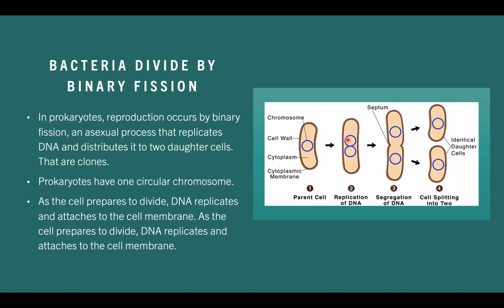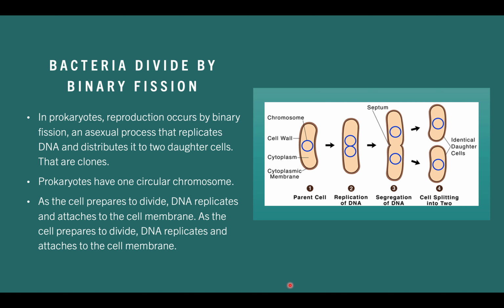So we have the DNA replication. We now have 2 full sets of chromosomes. Then we go through what we call segregation of DNA. They move apart, and a septum forms here, which is just a little area within that original cell that starts to break apart. And then we have 2 identical daughter cells. So the cell is splitting into 2. Now these daughter cells are exact clones of the parent. That's what binary fission provides.